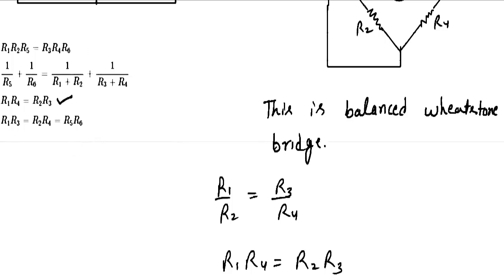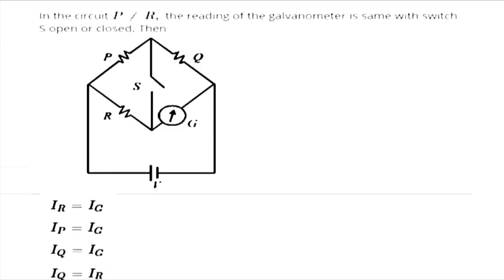Thank you, friends. In the circuit, P is not equal to R. The reading of the galvanometer is the same with switch S open or closed. They are saying that this is a circuit where P, Q, R are 3 resistors, and here you have one galvanometer G connected at this point, and along with that a switch S is connected, where the switch S will be either open or closed, but the condition is P and Q are not equal.